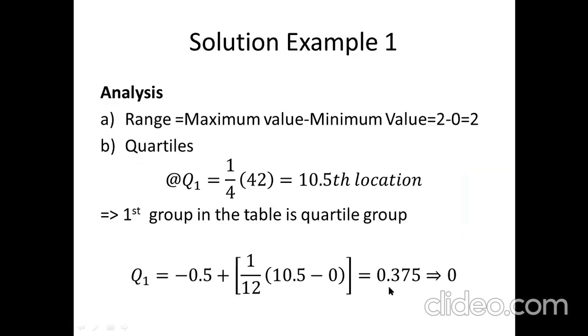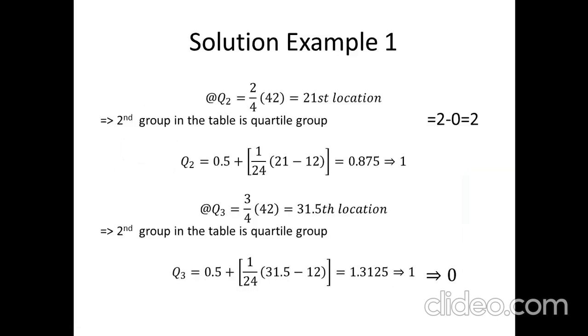which can also be truncated to 0 because we know the value of the group is 0. So we can keep 0.375 as the Q1 value, or we can also truncate it to 0. Both are correct. In a very similar way, we can find the Q2 as well as Q3 value.